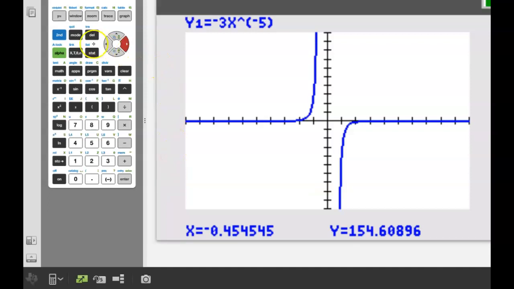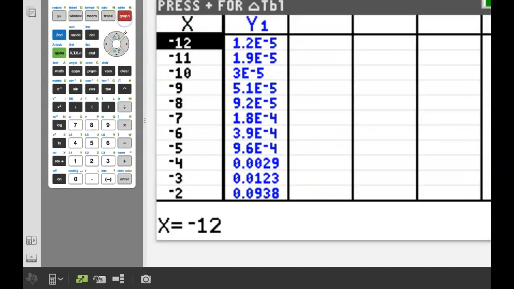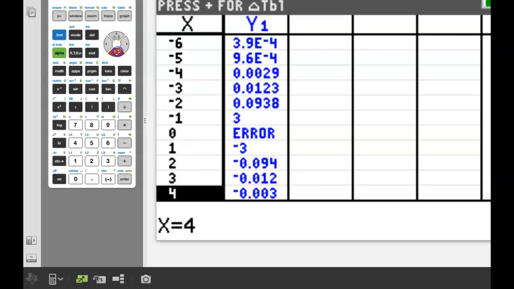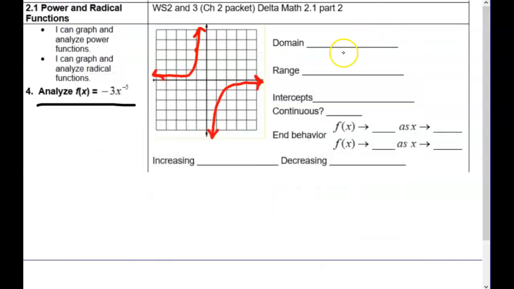If you went to the table, whoops, wrong way. It has (-1, 3) and (1, -3), which are about the only two nice ordered pairs. All right, domain and range.